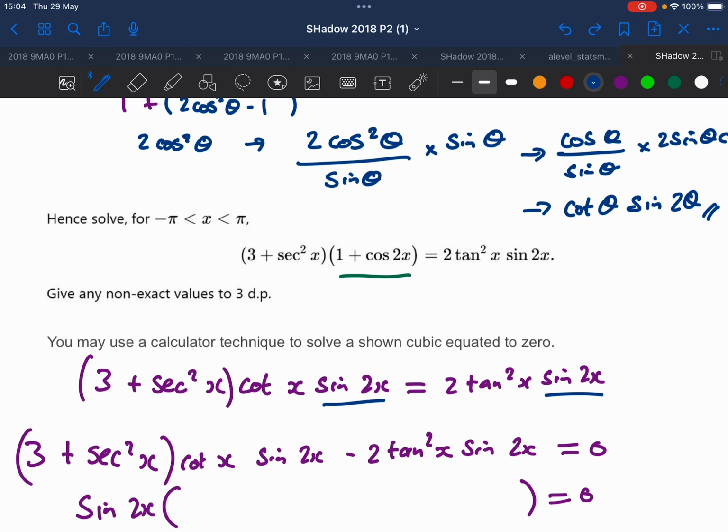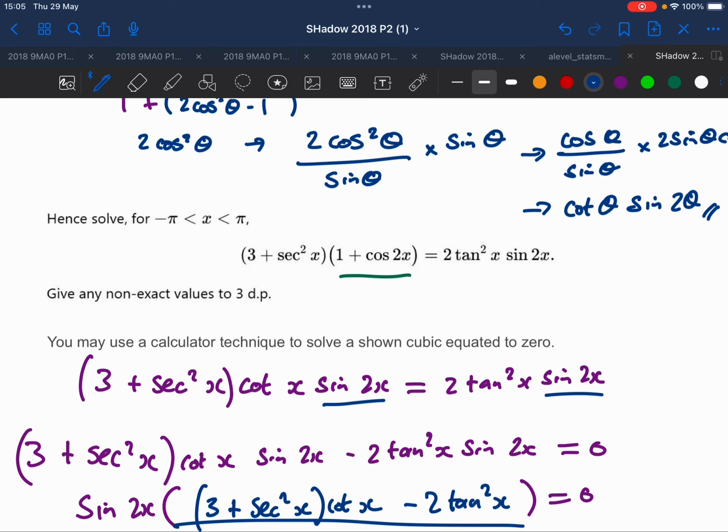What would this leave though? This would leave 3, is that 3 plus? Yes, 3 plus sec squared x cot x minus 2 tan squared x. So the idea is that now we should work with this blue bit, because this is the bit that could be equal to 0, yeah? But this whole thing here could also be equal to 0. That could be how to solve the answer.